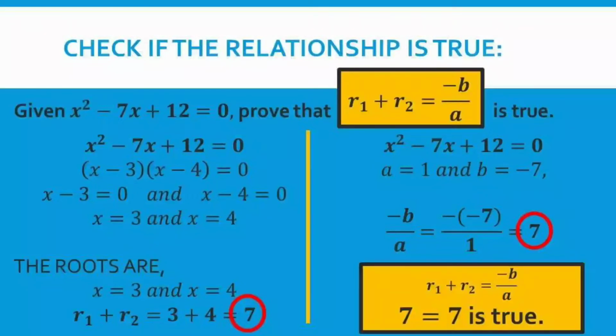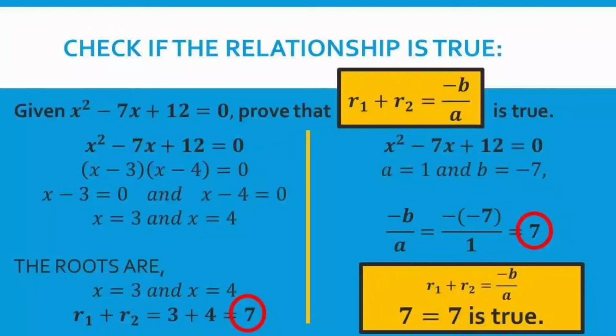And so we have x squared minus 7x plus 12 equals 0, factored out as x minus 3 and x minus 4 equals 0. Then finding the value of x, we have x minus 3 equals 0 and x minus 4 equals 0. Finally, we will have x equals 3 and x equals 4. Those are our roots. The roots are x equals 3 and x equals 4.